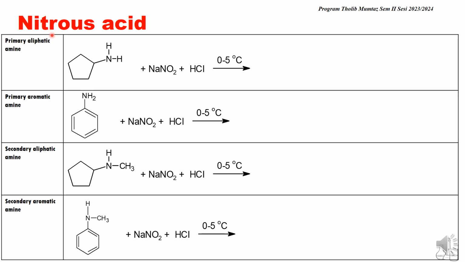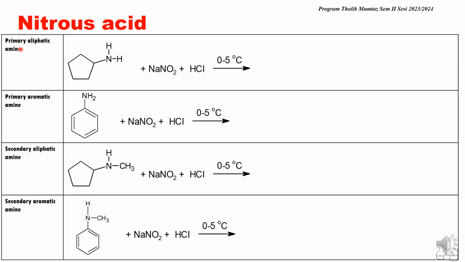The last test is called reaction with nitrous acid, which can be used to differentiate primary, secondary, and tertiary amines, as well as whether the amine is aliphatic or aromatic. First, the reagent for the reaction of nitrous acid is NaNO2 with HCl at 0 to 5 degrees Celsius. And these two reagents are reacted in situ, meaning at the moment of experiment. So this is the nitrous acid formation.